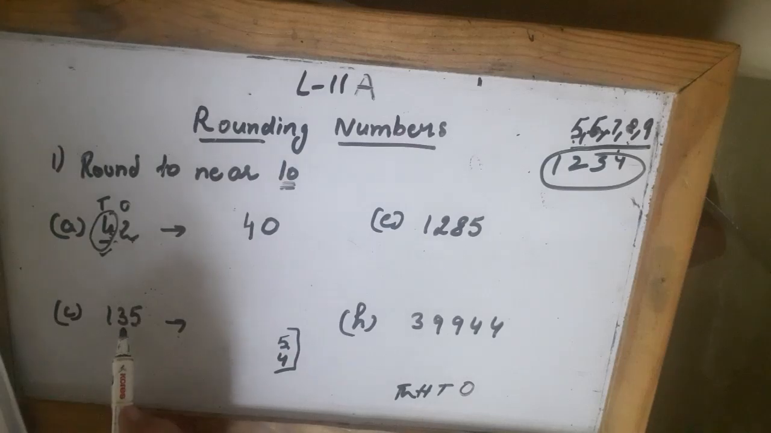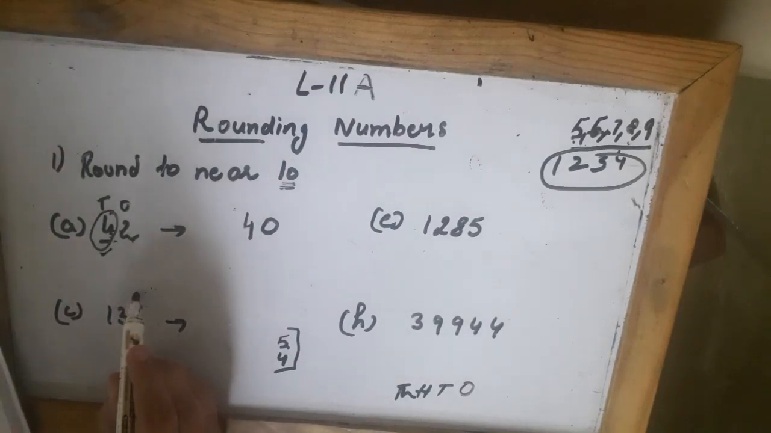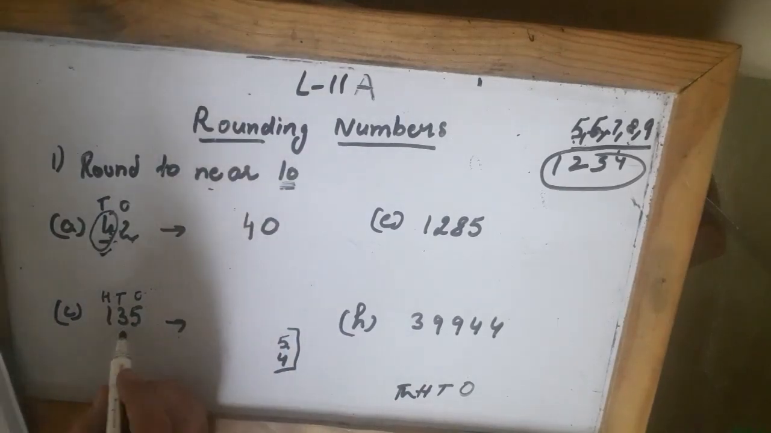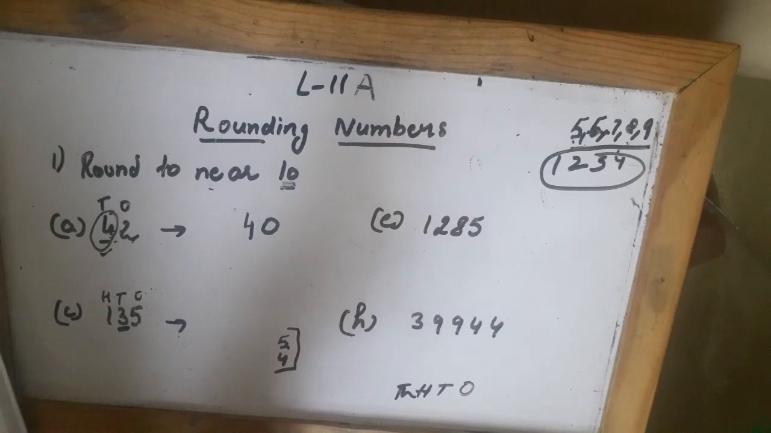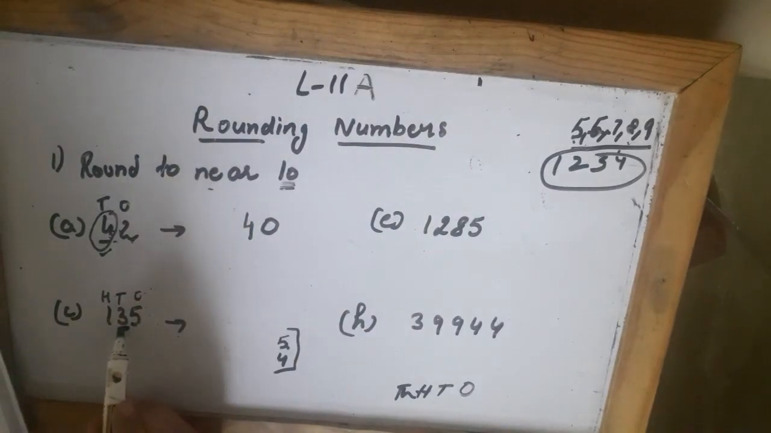Okay, now come to the next. This is the C part. First of all, this is 1s, 10s and 100s. So near 10 means I have to round off to near 10. So underline the 10s place. Okay, so I have underlined the 10s place.